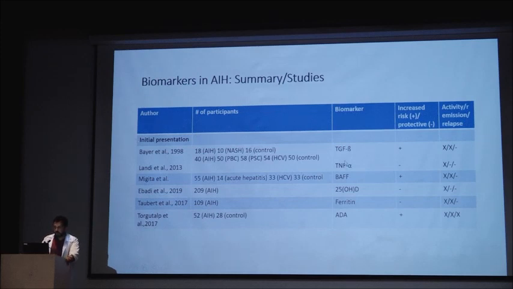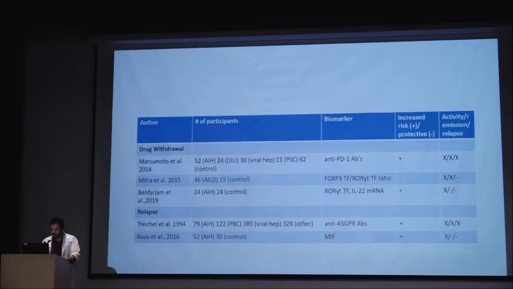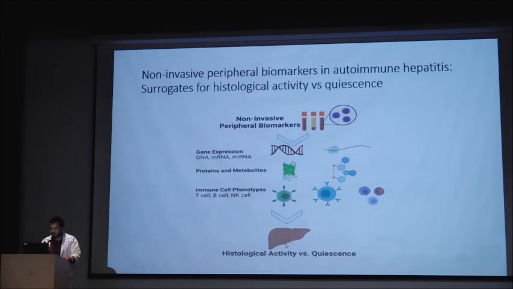From the initial presentation, the biomarkers that can be used are TGF beta, TNF alpha, B cell activating factors, serum ferritin level, vitamin D level, and serum amino acid levels. They show whether they increase risk or are protective. For remission, these are the biomarkers which can be studied: regulatory T cells, DNase level, and FOXP3 T regulatory cells. During drug withdrawal, anti-PD-1 antibodies, the ratio between FOXP3 and ROR gamma T TF, ROR gamma T TF level, and IL-22 mRNA. And in relapse, macrophage migratory inhibitory factor and the presence of anti-sialoglycoprotein receptor antibodies and anti-soluble liver antigen can help in predicting the relapse.